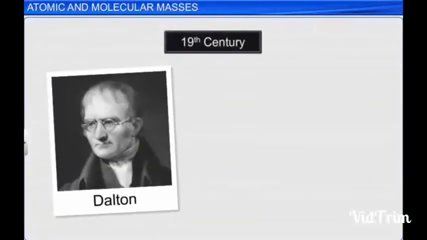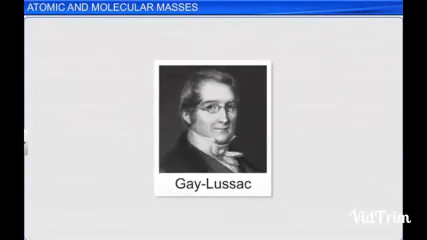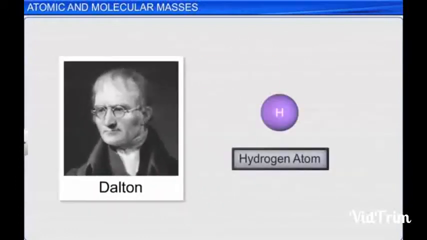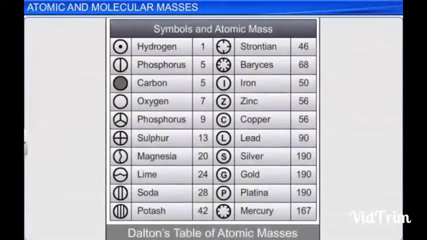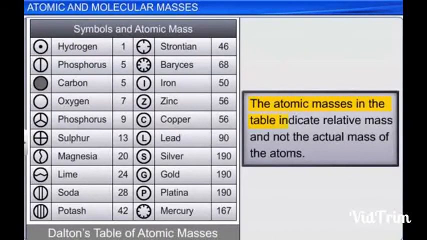In an attempt to find a solution to the problem in the 19th century, Dalton made some assumptions based on Gay-Lussac's findings. Based on these findings, Dalton assigned hydrogen a weight of 1. He used hydrogen as a standard for determining the atomic masses of other elements and published the first table of atomic masses. Note that the atomic masses in the table indicate relative mass and not the actual mass of the atoms, which means that the masses of elements are relative to the mass of hydrogen.